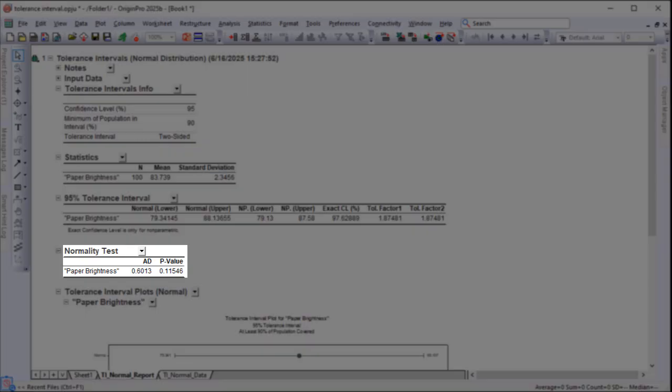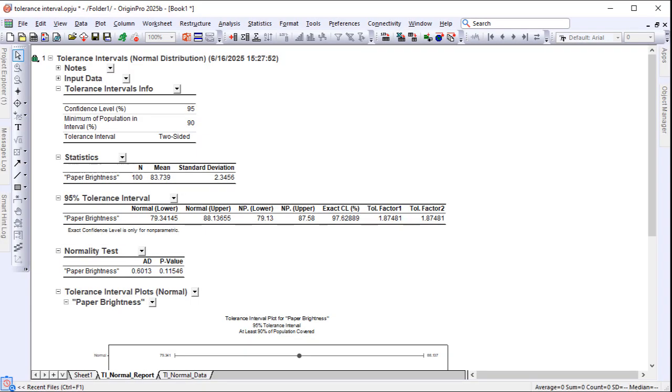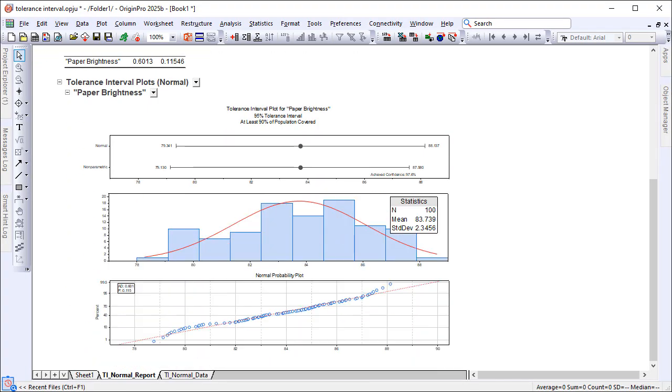In the normality test table, we show the results of an Anderson-Darling test to determine if the data follow a normal distribution. The null hypothesis is that the data follows a normal distribution. The p-value is large and we do not reject the null. If you aren't sure that your data follows a normal distribution or the other distributions supported by Origin, then it's best to use the non-parametric method. Under the non-parametric method, we are 97.629% confident that at least 90% of paper brightness measurements fall between 79.13 and 87.58. With the large sample size, results under both parametric and non-parametric methods are similar.